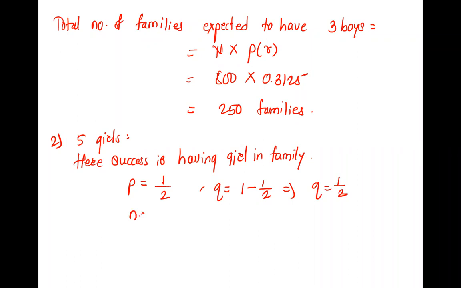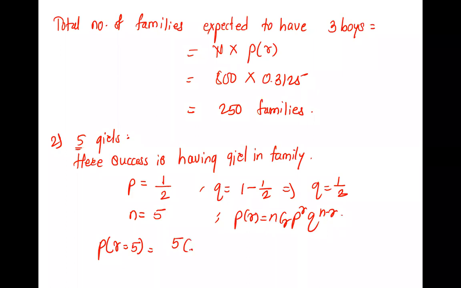N is, will N change? No, it is the same, N is 5. The formula is also the same, NCR, P raised to R, Q raised to N minus R. But what is R here? 5 girls. So R is 5. N is 5, R is 5. 5C5, 1 by 2 raised to 5, and again 1 by 2 raised to 5 minus 5, that is 0. Do this.